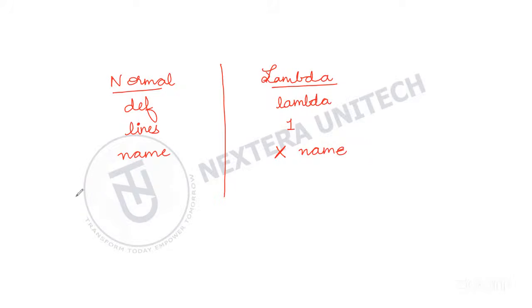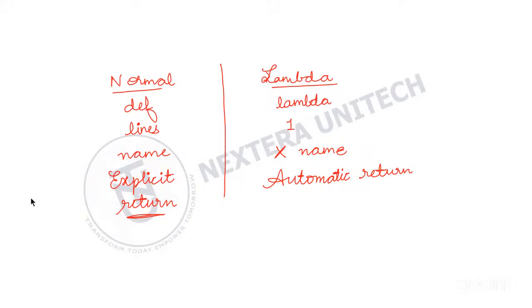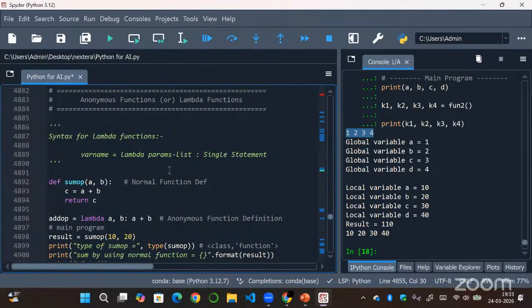The lambda will directly perform the operation. In a normal function there is an explicit return, so we need to explicitly write the return statement. Here in lambda it will automatically return, and we don't need to write the return statement. Those are the differences between normal functions and lambda functions. Now let's learn about lambda functions in more detail in code.